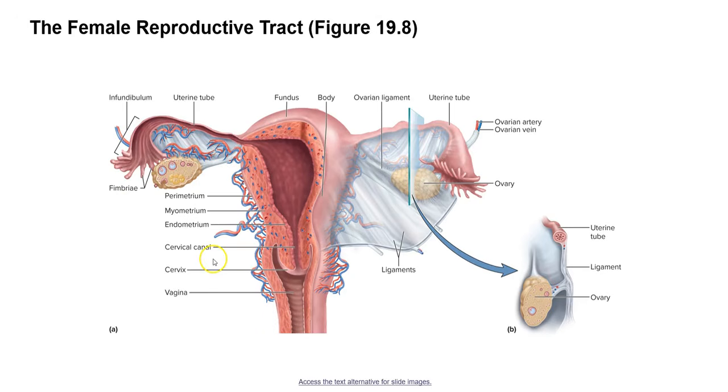Now, on either side of the uterus, you can see where those uterine tubes will enter in. And again, this is the entry point for the egg cell to be able to make its way into the uterus and potentially implant in that endometrial lining.